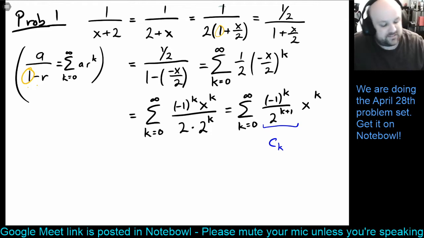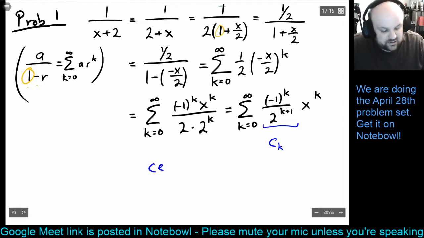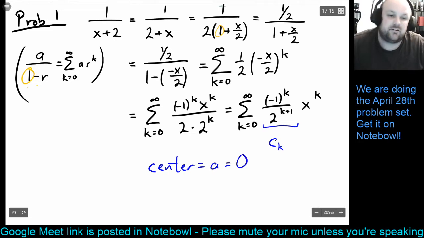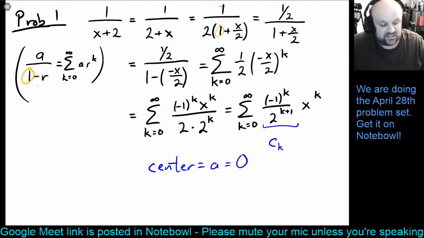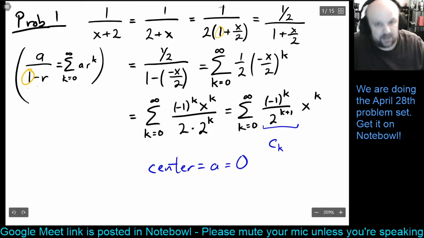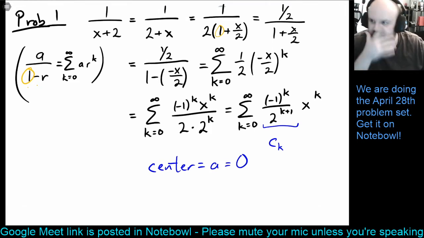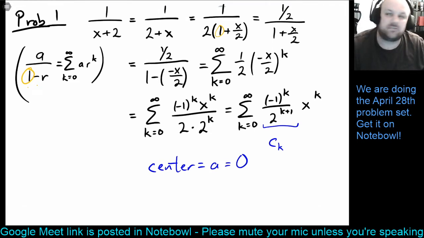So the way we've set this up, the center of this series, which normally we call a, is 0 here, right? Because it's just x to the k. Now it's possible to do some other sort of rearrangements of this series as well. So this is why the question is phrased as find a power series representation for this.